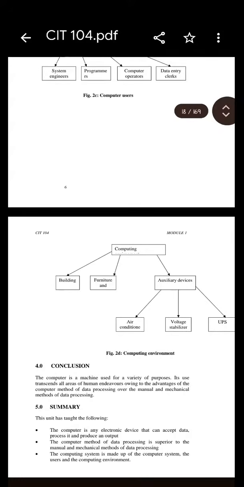Now we have the memory unit under the processing unit. This is where data are stored. We have RAM and ROM there. RAM is random access memory. It stores data temporarily, whereas ROM, read only memory, stores data and information permanently in the computer system.